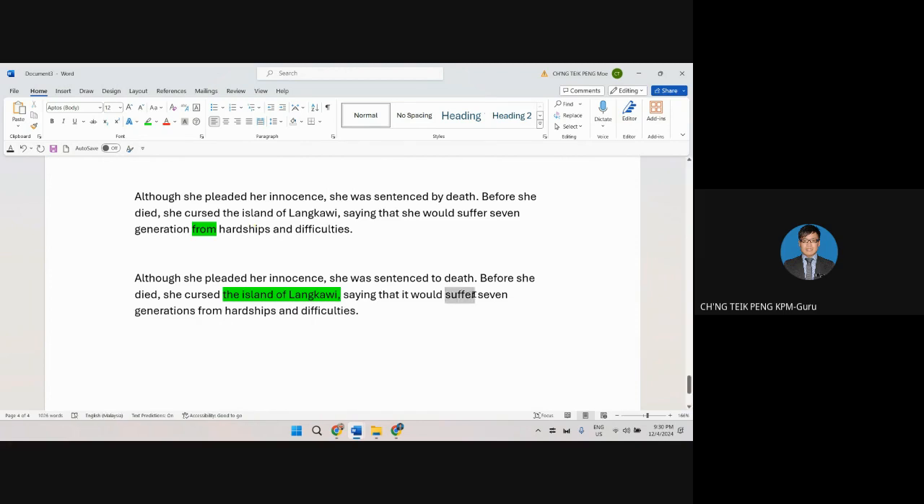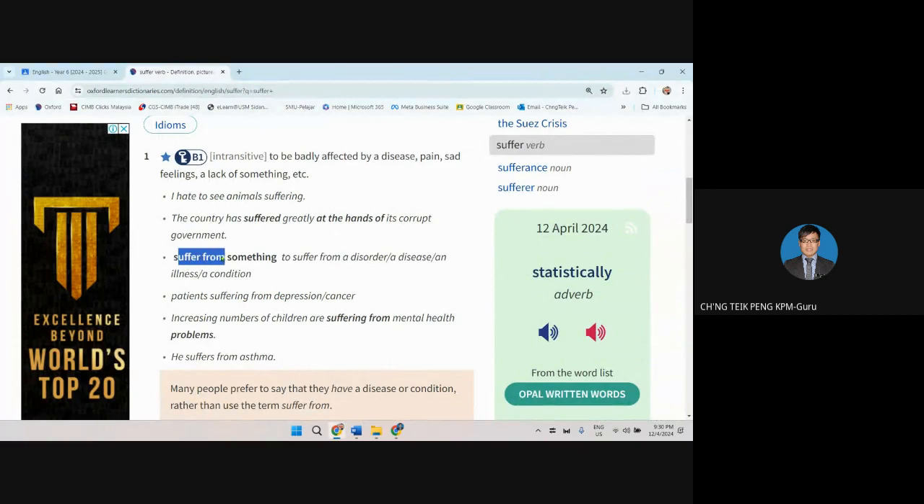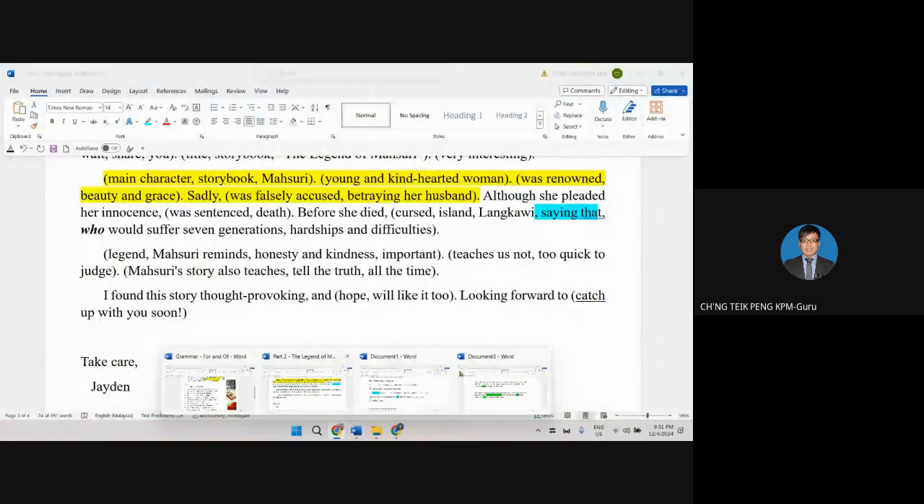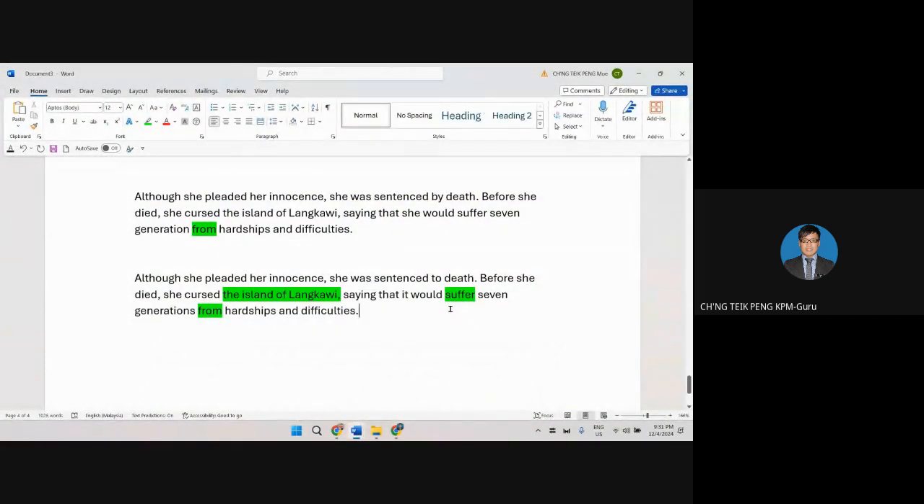Okay, suffer and then from. It's a collocation, as I've shown you here. Okay, you suffer from something, suffer from difficulties. Okay. Any problem here? The end, understand? Understand. Okay, good. And now I'm reading Mingyue's answer, yeah?